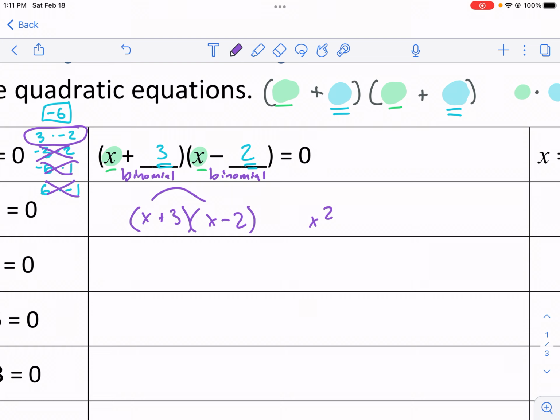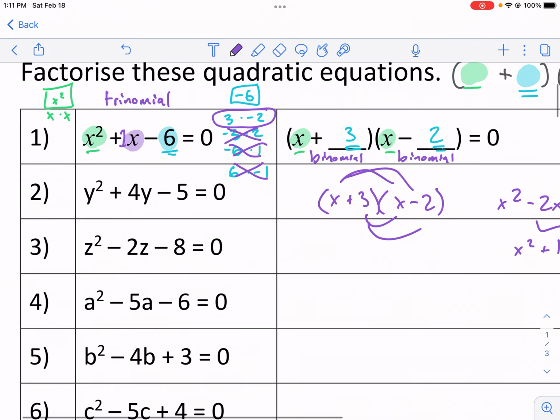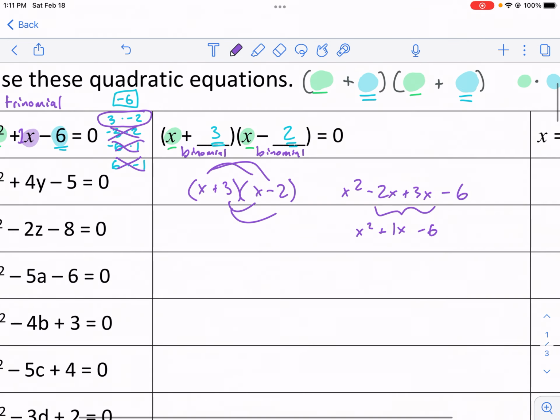Those are multiplied together. This is the rule for multiplying binomials. Outside, minus 2x. Inside, plus 3x. Last, 3 times negative 2, minus 6. The middle terms are always going to combine, or almost always going to combine. I get x squared, plus 1x, minus 6. That's what we started with, okay? So that's a way we can check our answer.